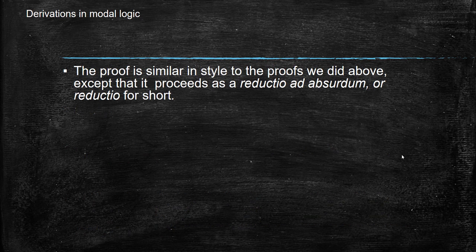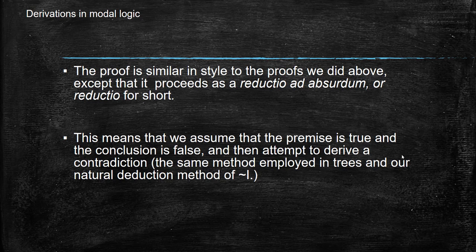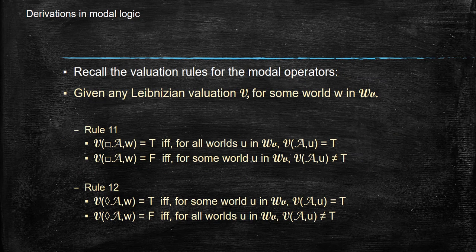The proof is similar in style to the proofs we did in the previous lecture, except that it proceeds as a reductio ad absurdum, which we also call negation introduction when we're doing formal proofs. This means that we assume that the premise is true and the conclusion is false, and then attempt to derive a contradiction. So let's recall the evaluation rules in the semantics for the modal operators.